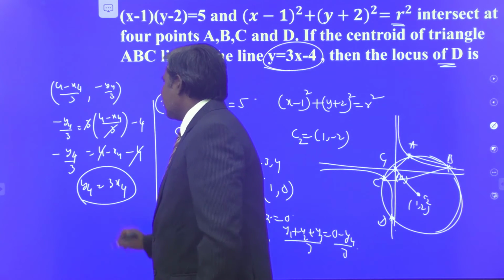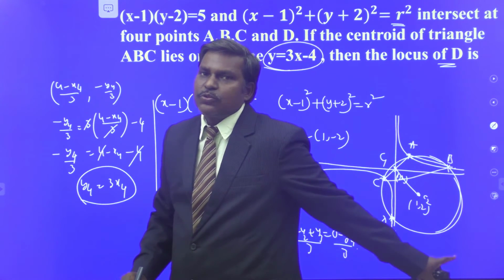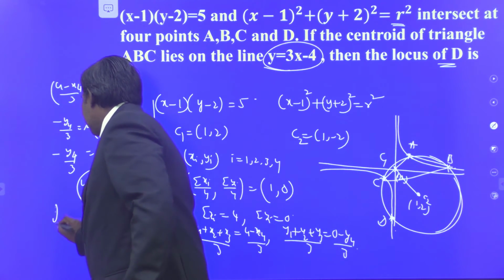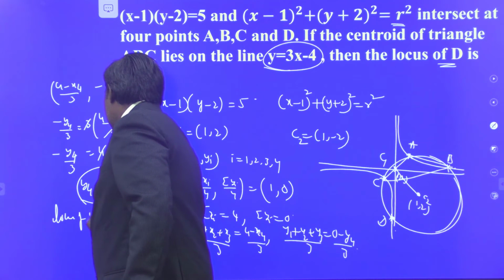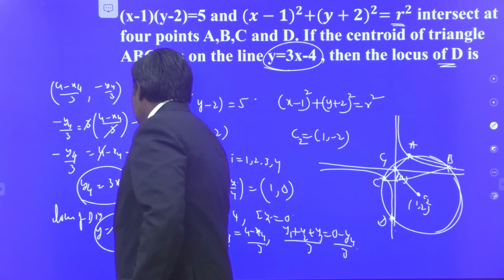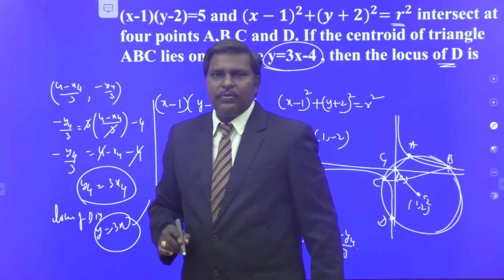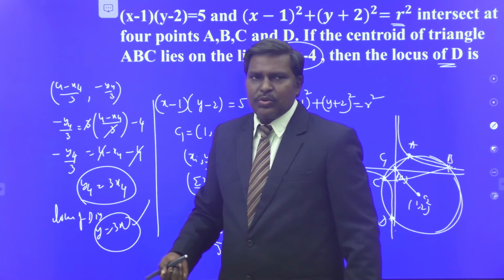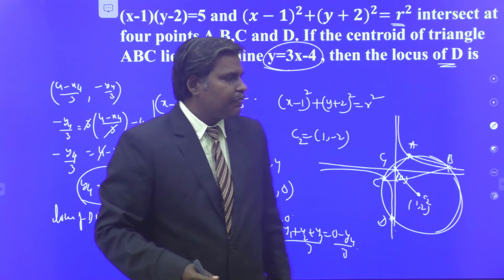You can write the locus of x4 y4, that is the 4th vertex D. Locus of D is y is equal to 3x. This is the answer. Therefore, your locus is a straight line passing through the origin having slope 3.